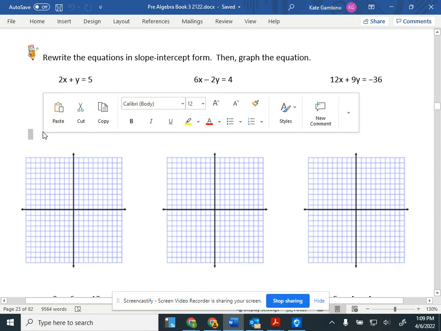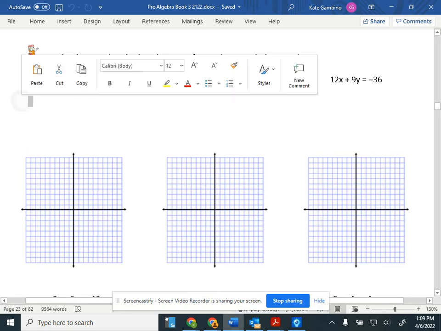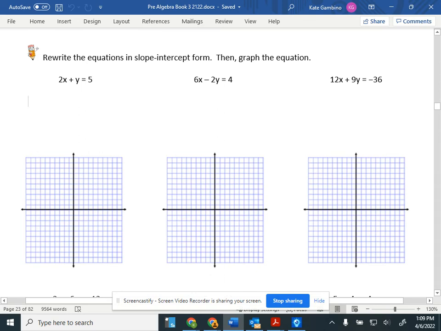Yes, Maddie. Can we just do one together? Yes. All right, so let's do this first one together. It's in standard form. We need to put it in y-intercept form. What's my first step, Maddie? You want to move the x term onto the other side. So how do I move the x to the other side? What do I have to do? You have to subtract 2x. I'm going to subtract 2x from both sides. So I have a positive y equals 5 minus 2x.